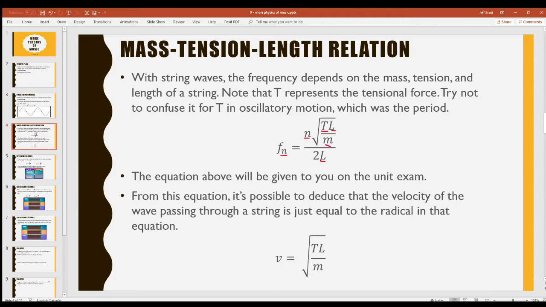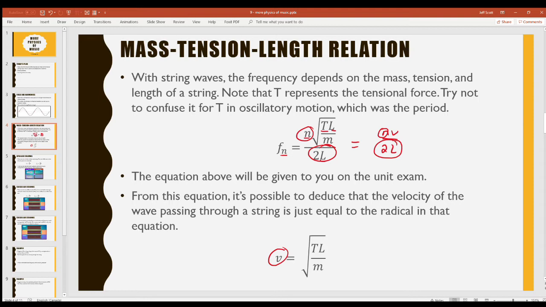Now, this is very similar. As a matter of fact, it's actually equal to the formula we set up to predict what the frequency is of a fixed end harmonic, which was n times v over 2L. From this, since n and 2L are staying put, we can therefore determine that v, the velocity of the wave going through a fixed end string, is equal to the square root of TL over m.